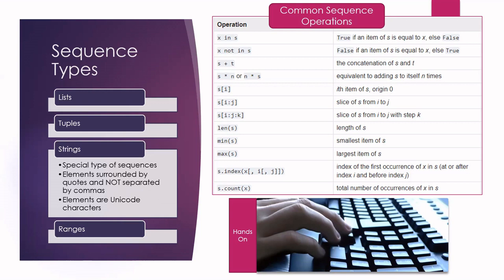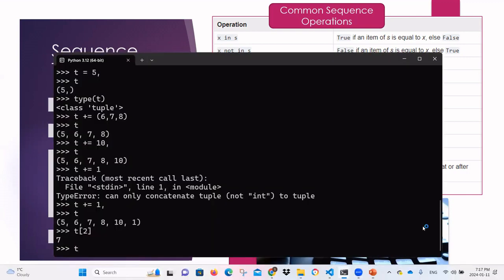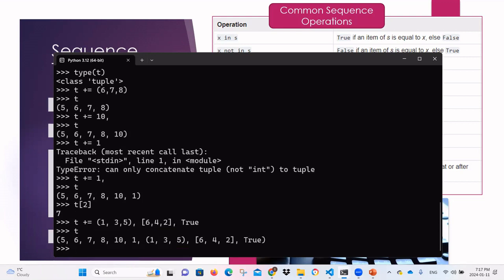There was another question. Yeah, it can take any types, even other tuples. So let me append another tuple. I'll append a tuple: 1, 3, 5, and a list: 6, 4, 2, and True. Now we have all different types in the same tuple.